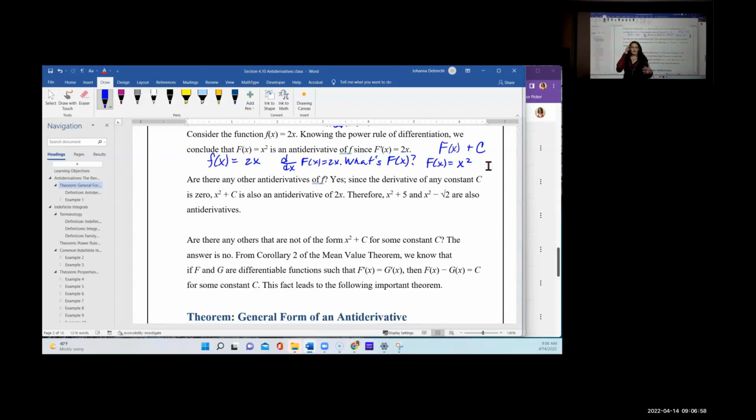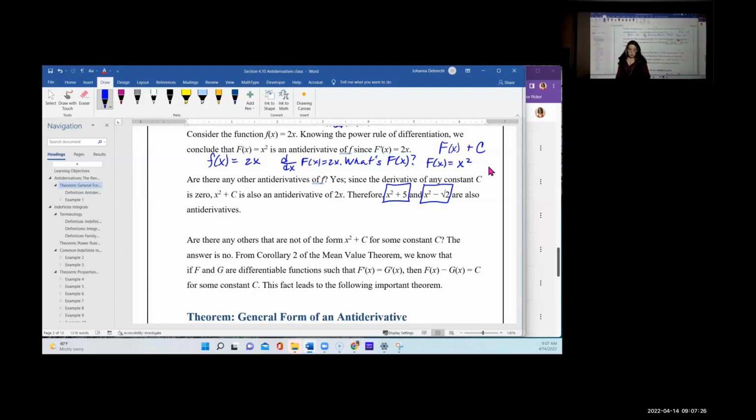So 2x is what resulted after the derivative was done, and x squared is the function that was there before the derivative was done. Now, that's not the only one, because we could also use, for example, x squared plus 5 or x squared minus the square root of 2. The derivative of both of these functions would also lead to 2x, exactly 2x.